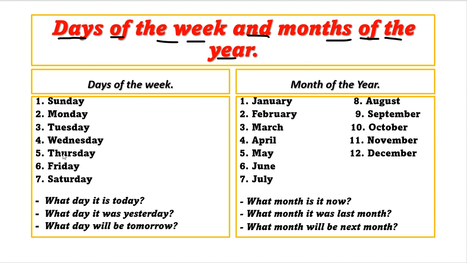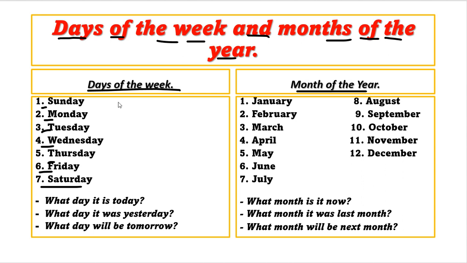So here at the left side, we have the days of the week, and on the right side, we have the months of the year. For the days of the week, we have first Sunday. So we have seven. Number two, we have Monday. We have Tuesday, and then Wednesday, and then Thursday, and Friday, and Saturday. So these are the 7 days of the week.